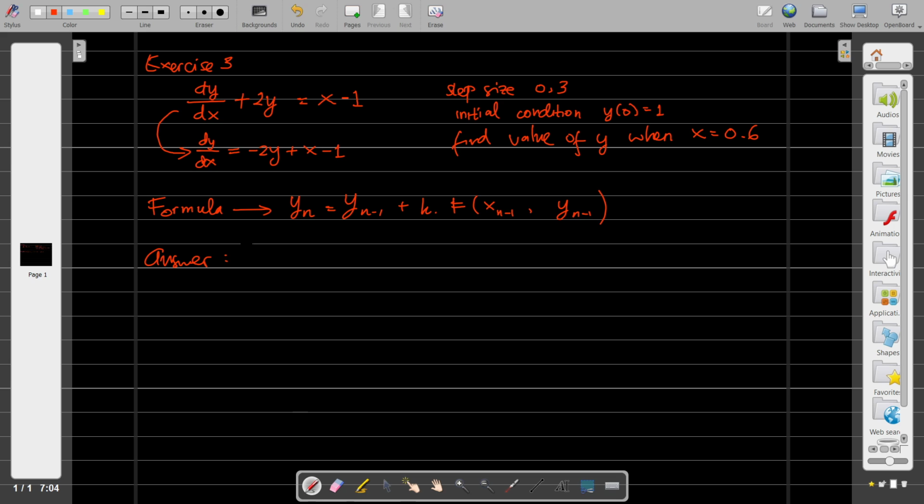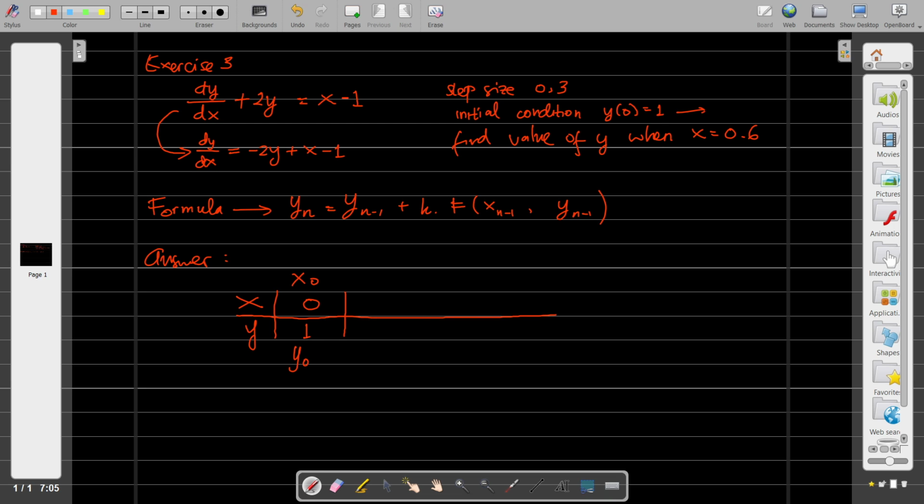Now, to answer, the first thing you need to do is make the table. So this is for x and y, and this is the line. This is for x0, this is for y0, and x0 and y0 are the initial values. From the problem, we know that the initial condition is y equals 1 when x is 0. So x0 equals 0, and y0 is 1.